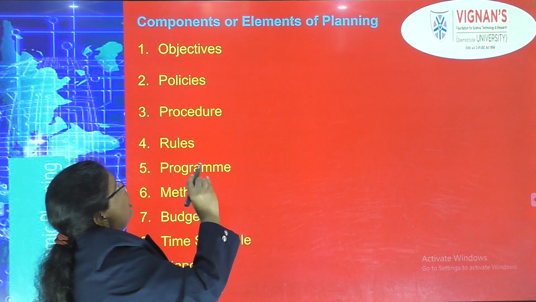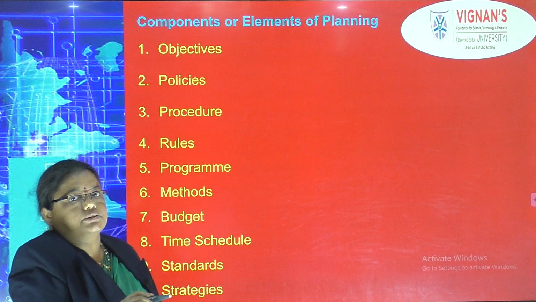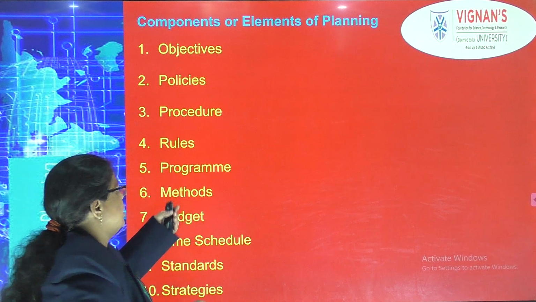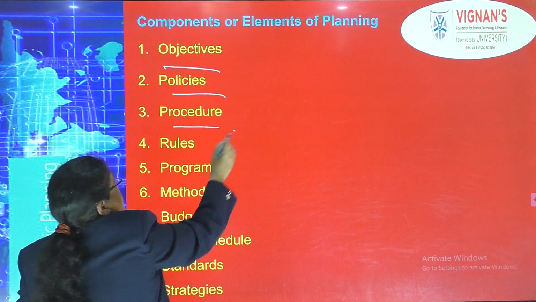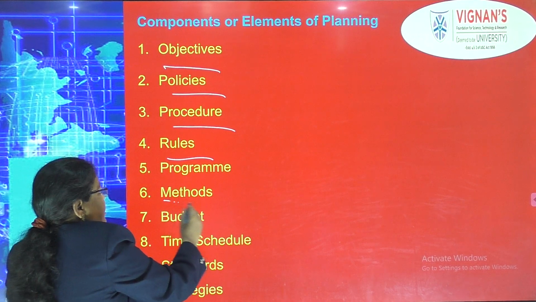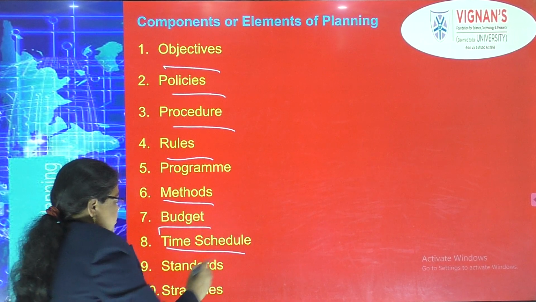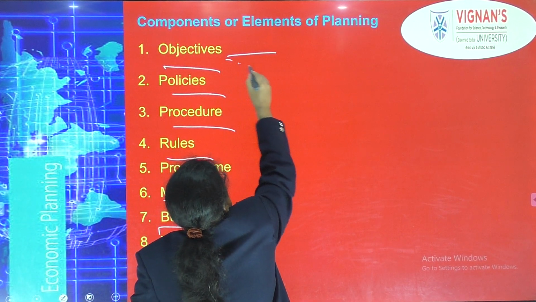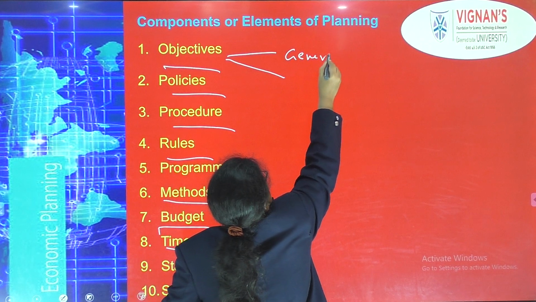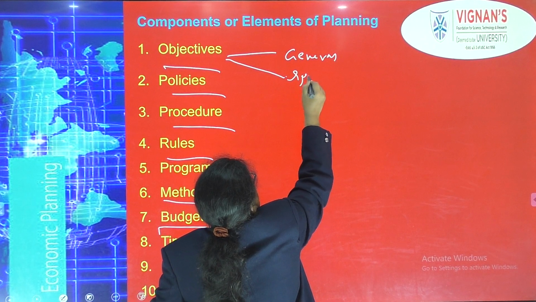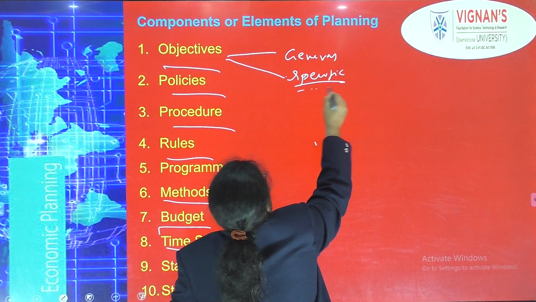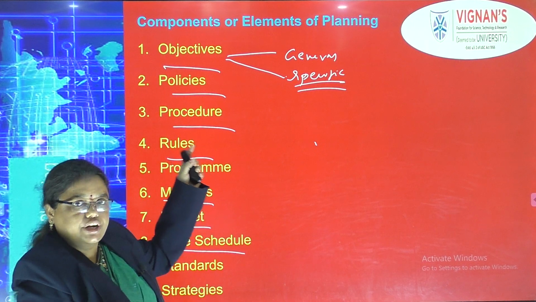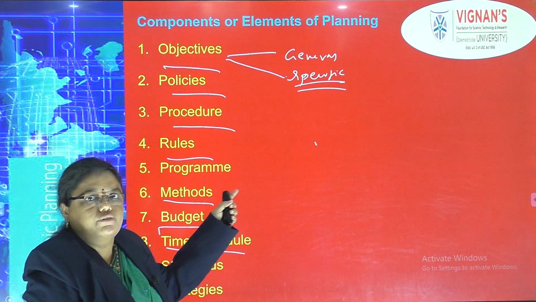I will explain the components or elements of planning. Objectives, policies, procedures, rules, programs, methods, budget, time schedule, standards, strategies. Under objectives, two types are there, general and specific. Objectives are not flexible, whereas policies are flexible.